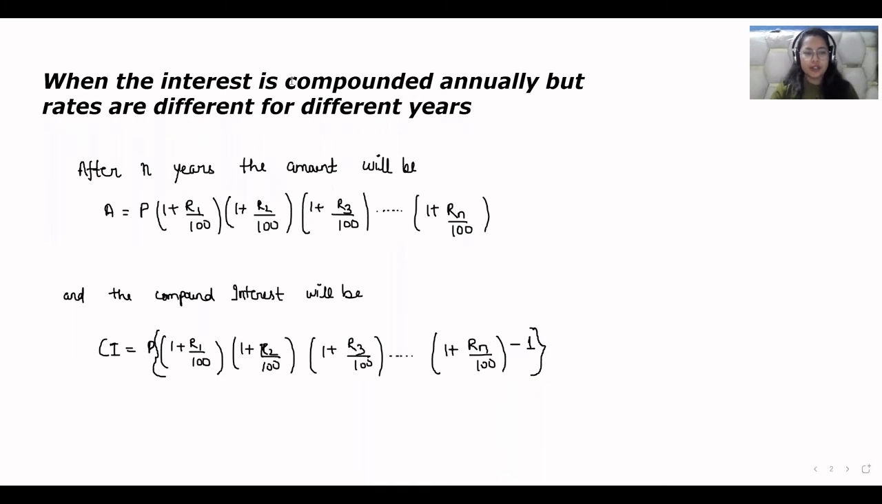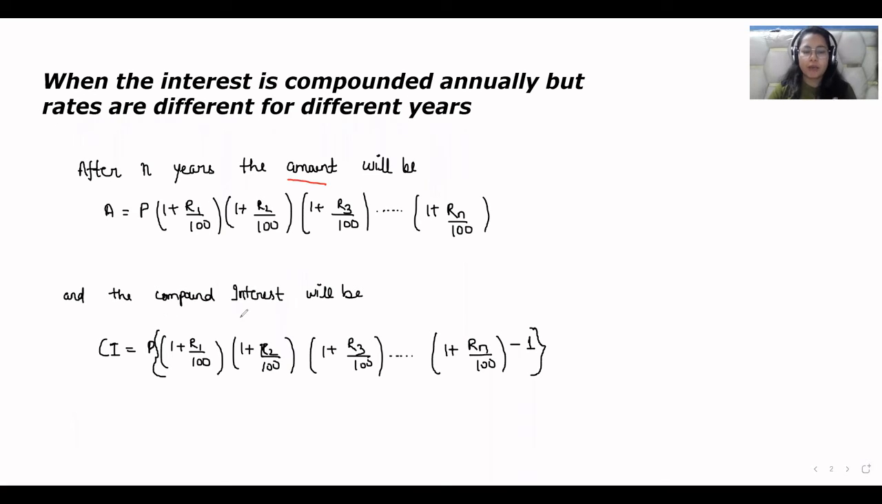So what's the condition in these questions? When the interest is compounded annually, the interest is annual, but the rates are different for different years. In this case, how can you calculate the amount? You can use this formula: principal times (1 plus rate 1 over 100) for the first year, then for the second year, for the third year. However many years are given to you, you can put the values in this formula, for 4, 5, 6 years, and so on.